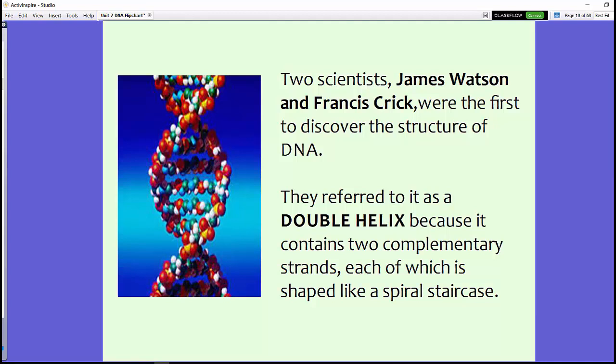They referred to DNA as a double helix because it contains 2 complementary strands, each of which is shaped like a spiral staircase. If we were to unwind this DNA, it looks like a ladder, but it's actually wound up. Think of it as one of those spiral staircases that you might see on a boat or in a small house.